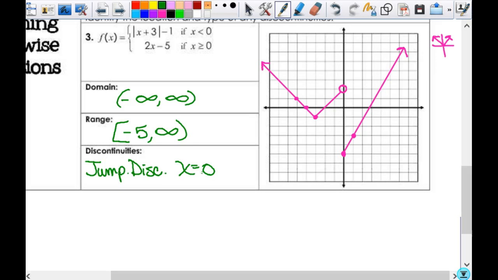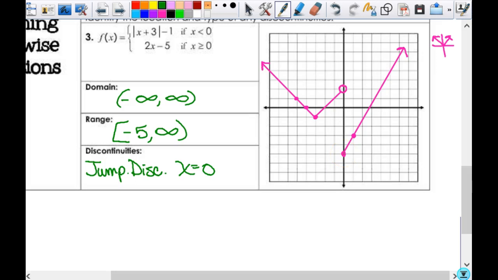Somebody asked a question in third period. It was a good question because this was something that was done wrong multiple times on the test. I said, well, what's removable then? Because I would have people tell me this is jump, but also try and do removable there because that's a hole. That's a hole there just because I couldn't be solid because of this, but this is a jump discontinuity.